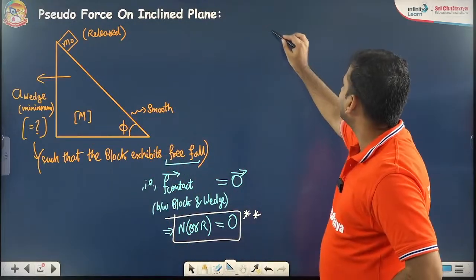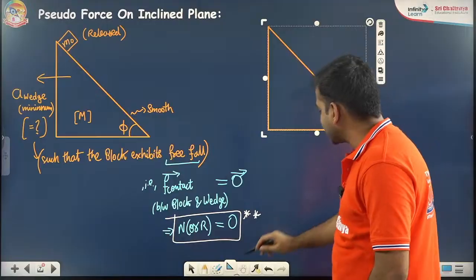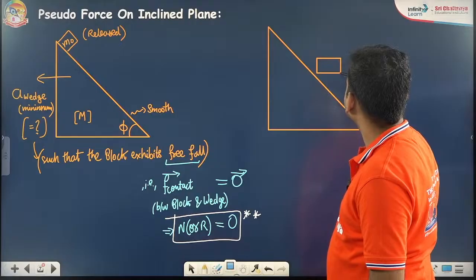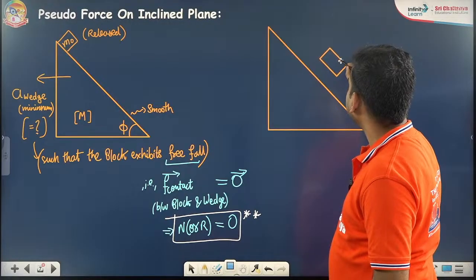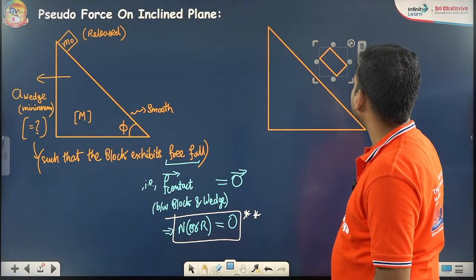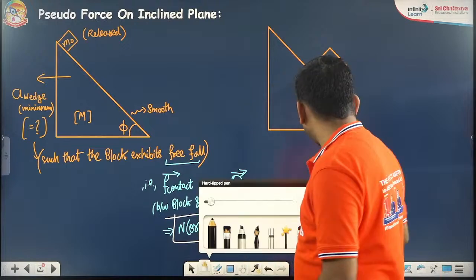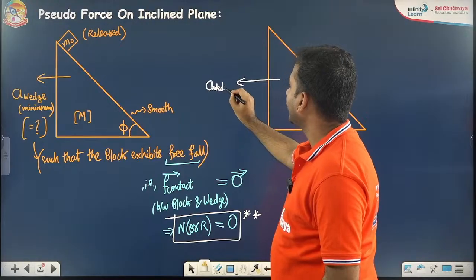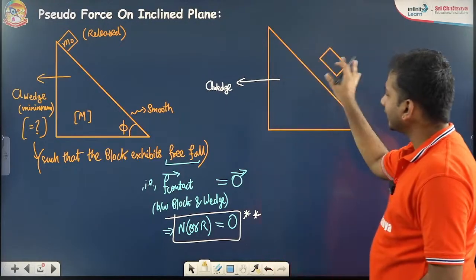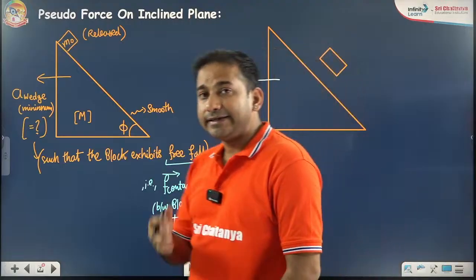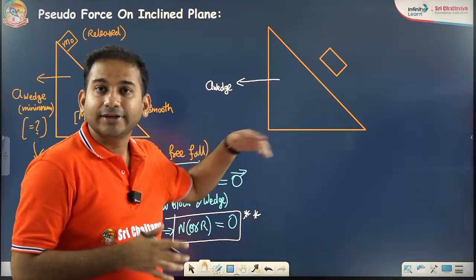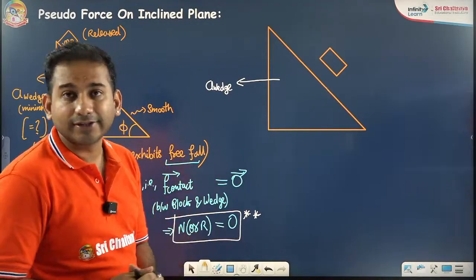For better understanding, let me make some gap between the block and the wedge. Anyway, there is no friction, but I have a habit to maintain some gap like this. Now, this was accelerated like this, the acceleration of the wedge. I can understand this situation either by standing on the ground or by standing on the accelerated wedge.